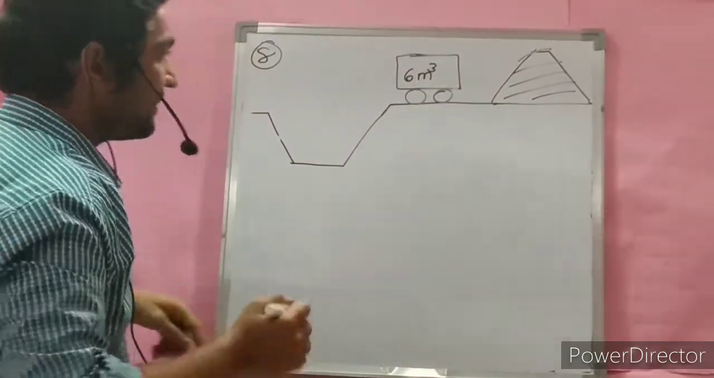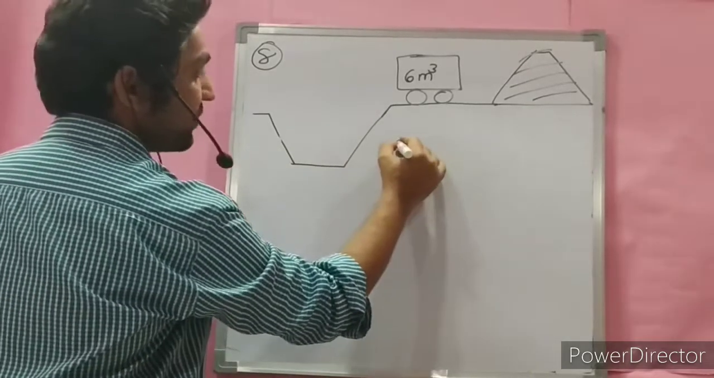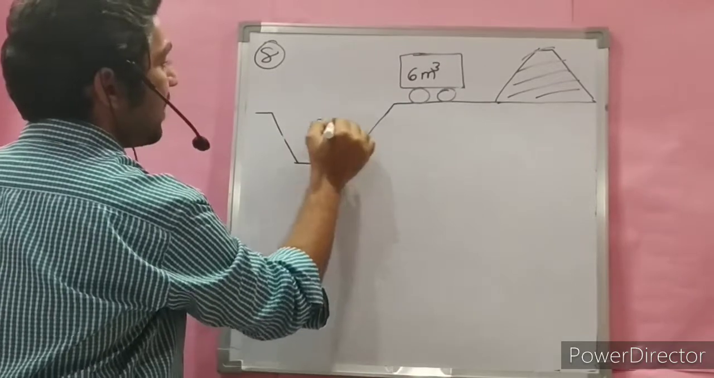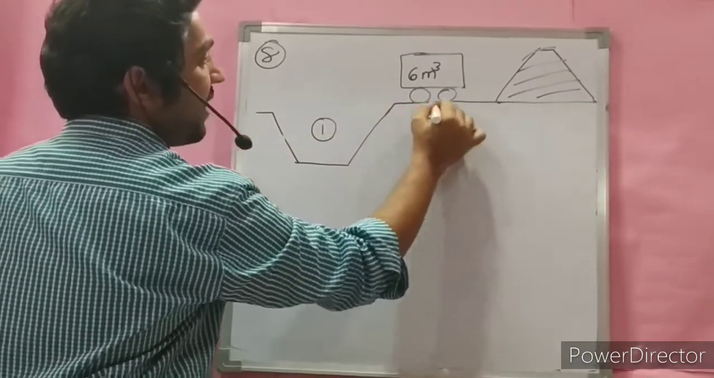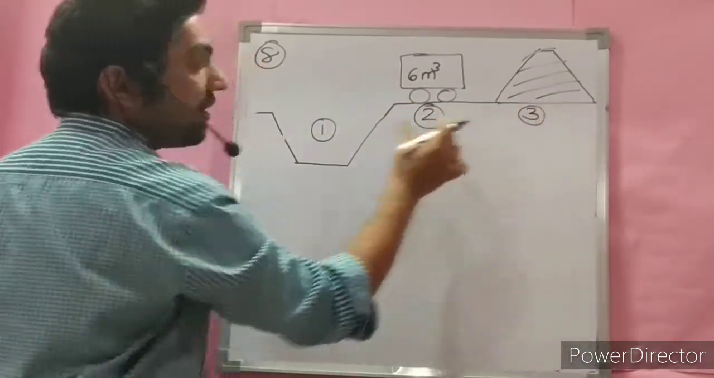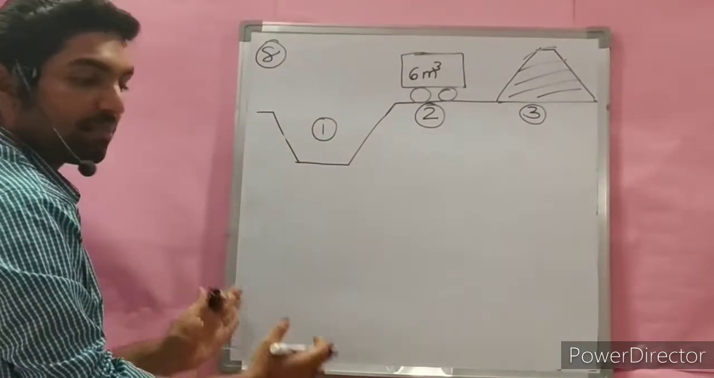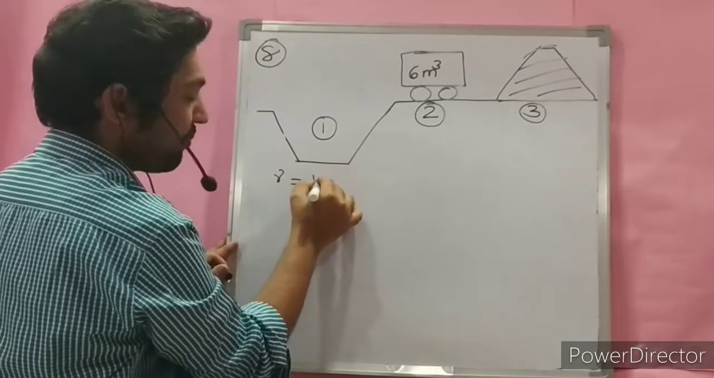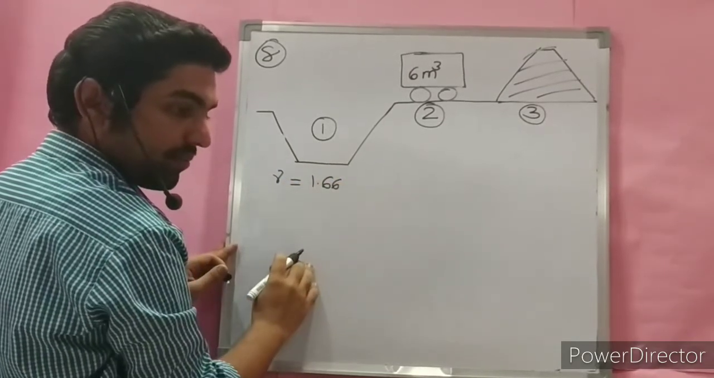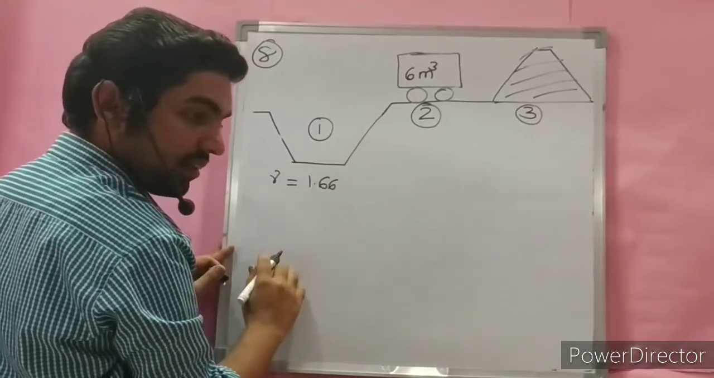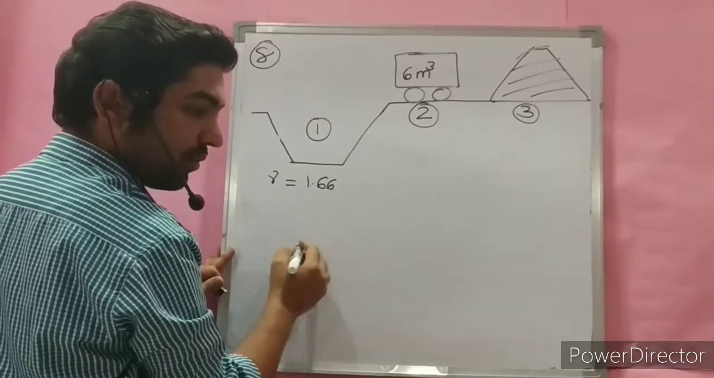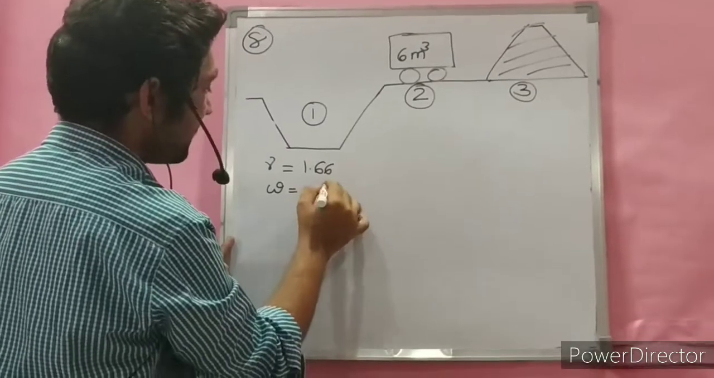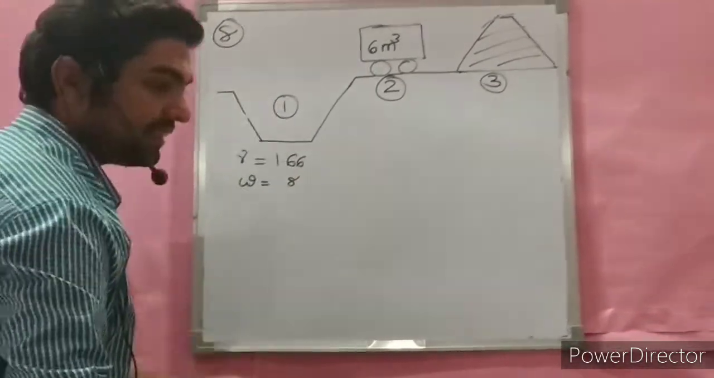The details are as follows. Let us denote the borrow area by 1, the truck by 2 and the embankment by 3, so that all the data that is given we can write in one place. What is given? Borrow area bulk density gamma is 1.66, in kilonewton per meter cube. Water content is 8%.